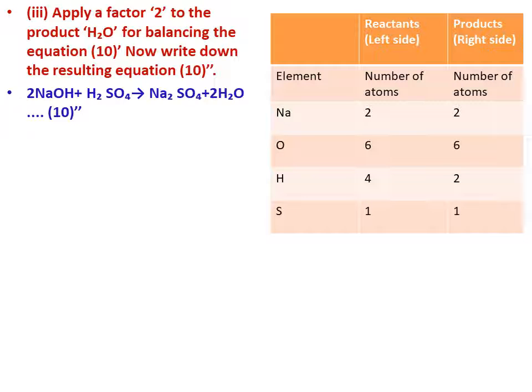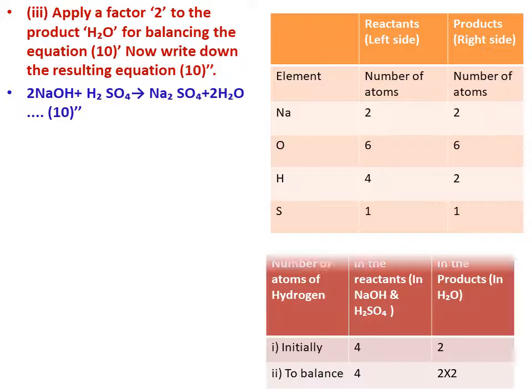Here is the chart. The reactants are on the left hand side and products on the right hand side. The elements are sodium, oxygen, hydrogen and sulfur. The number of atoms in the reactant of sodium is 2, in the product 2; oxygen 6, in the product 6; hydrogen 4, in the products 2; then sulfur 1 in the first equation 10 dash.